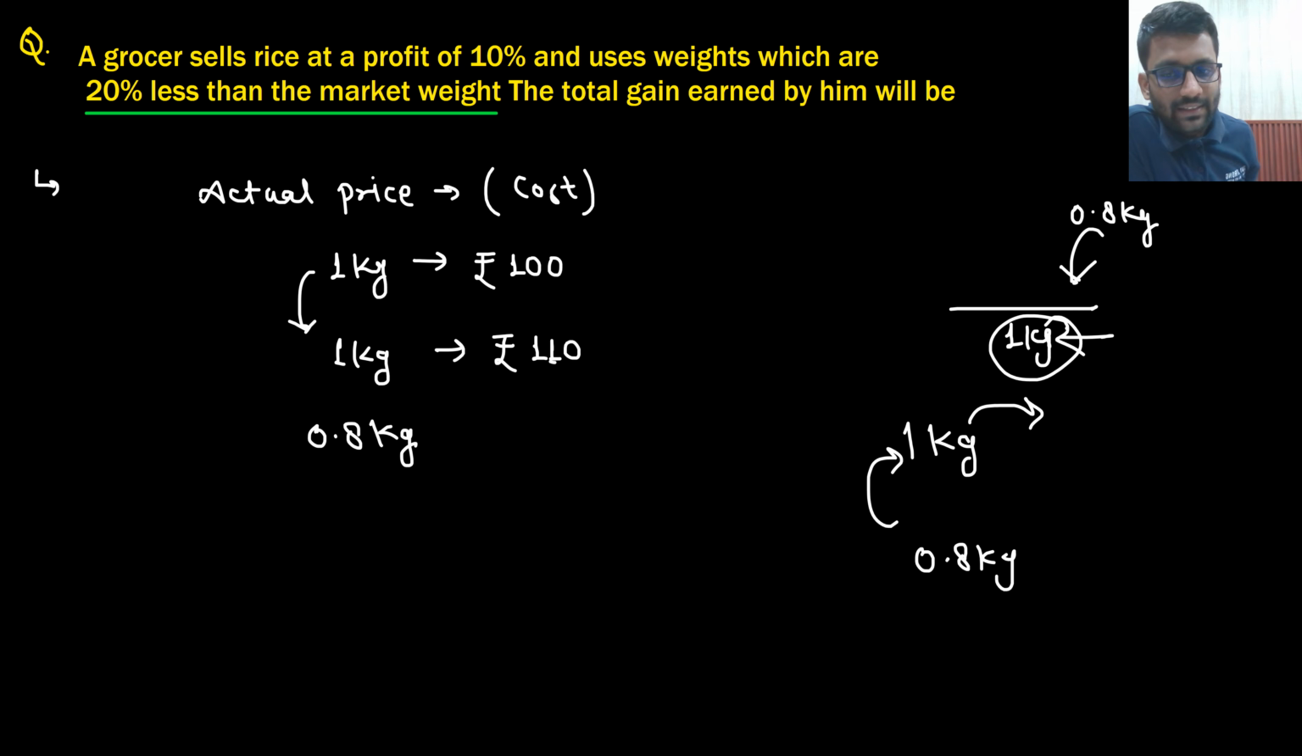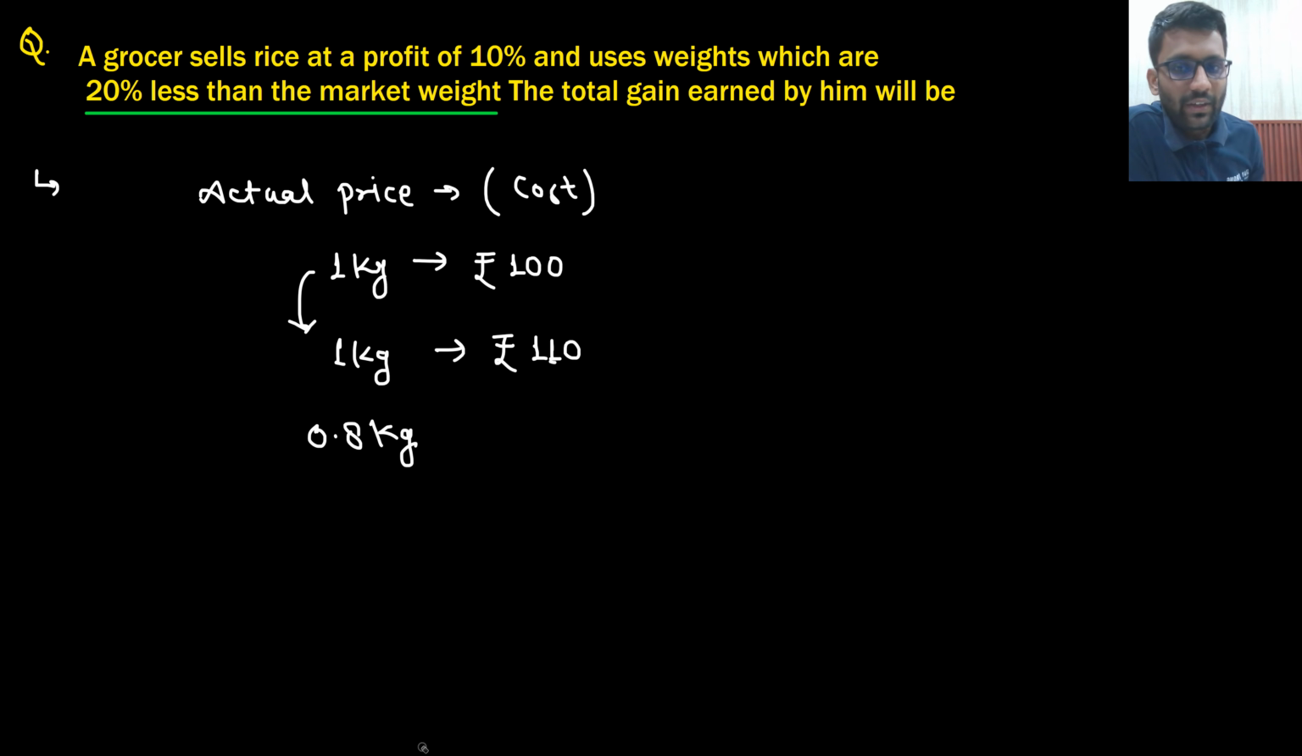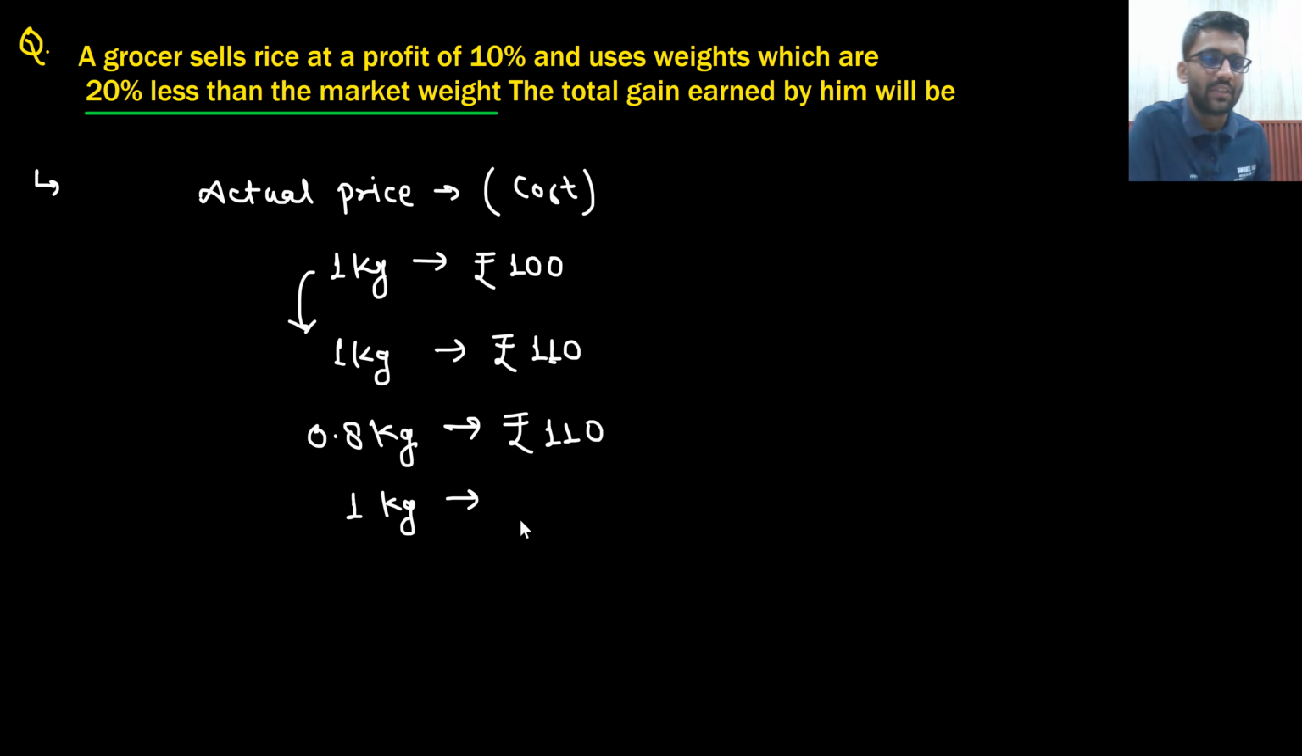So he is saying that I am giving you 1 kg with a 10% profit, that means I am giving you 1 kg for 110 rupees, but he is actually weighing 0.8 kg only. So he is giving you 0.8 kg for 110 rupees. How much rupees will he take for 1 kg? 110 divided by 0.8 is 137.5.